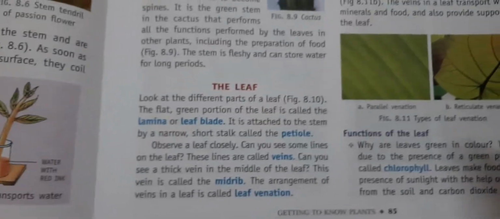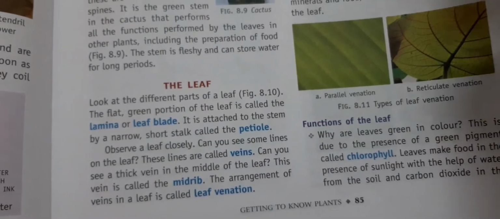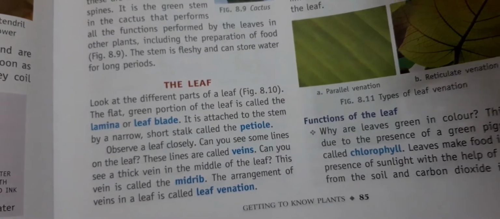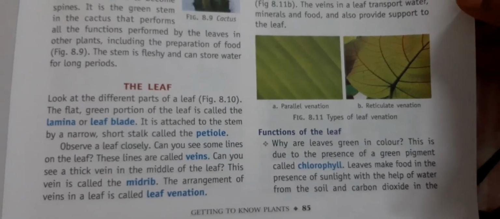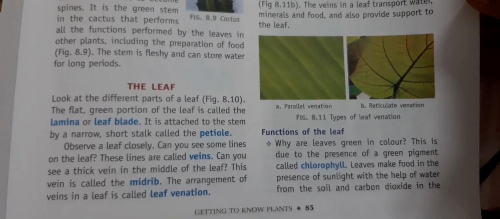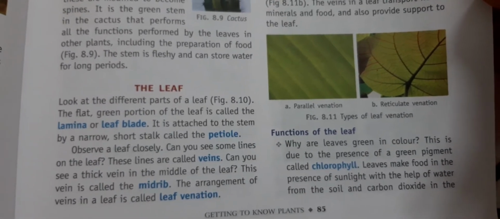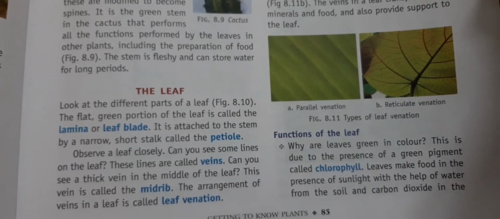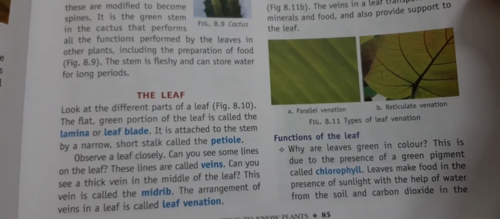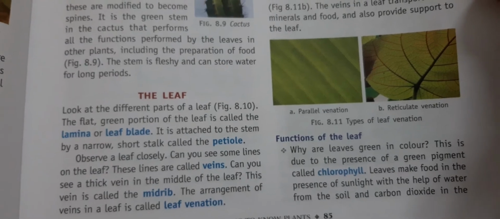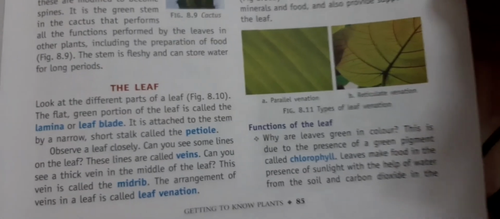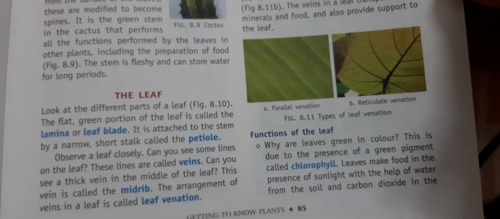So functions of leaf. As I told you earlier, the main function is the preparation of food. And why is it green in color? The leaves are green in color because they have chlorophyll in them. And chlorophyll is very important for the preparation of food, or photosynthesis.